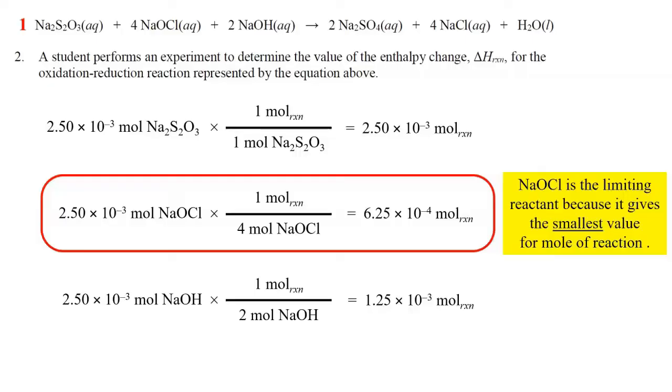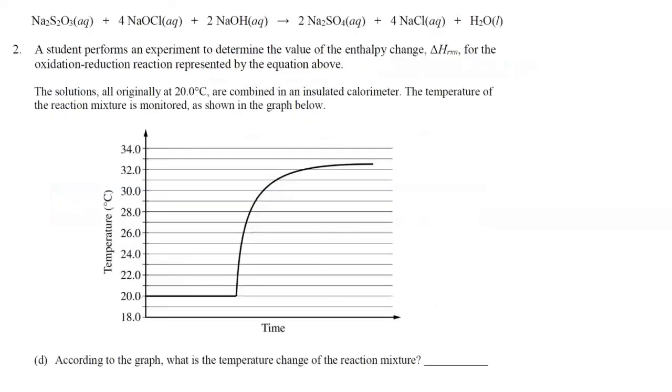All right, now that I've answered part C of question 2, let's move on to the thermochemistry experiment involving calorimetry. So it says here the solutions, these are all 3 of these solutions, originally at 20.0 degrees Celsius, and you can see that on the far left of this diagram, are combined in an insulated calorimeter. And as you can see from the graph and the diagram, the temperature of the reaction mixture increases to a higher value. And so part D, according to the graph, what is the temperature change of the reaction mixture?